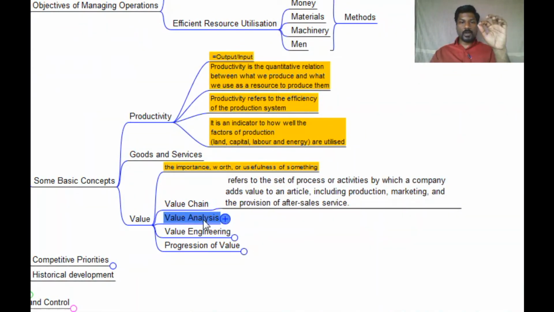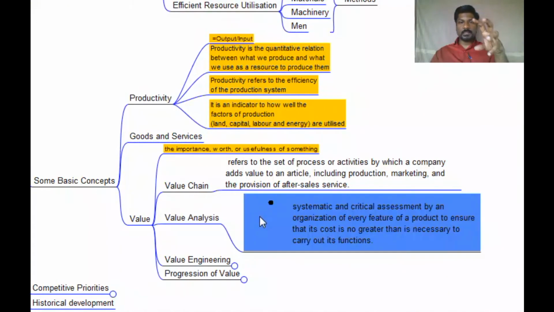Now we need to find out which are the functions that add value and which are the functions that don't add value. In order to do that, we need to analyze the total process systematically. So that particular method that we utilize to find out the total value chain is called value analysis. So in value analysis, we can also find which are the wasteful activities.